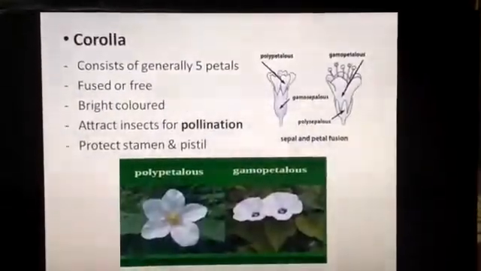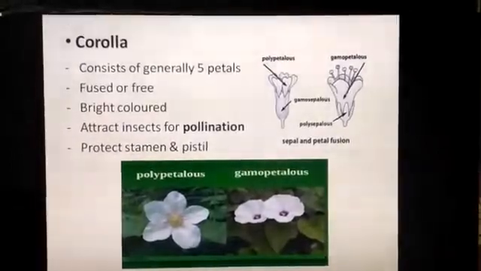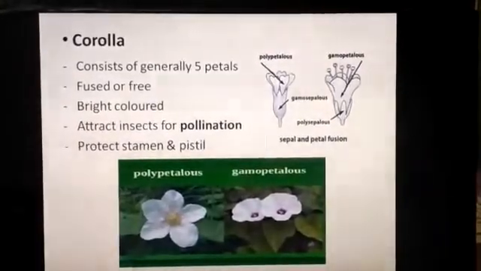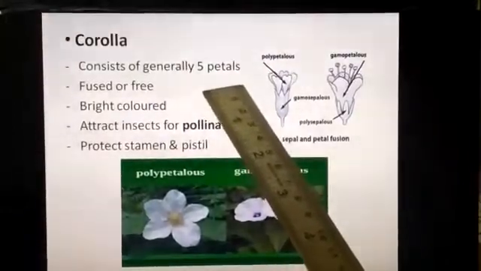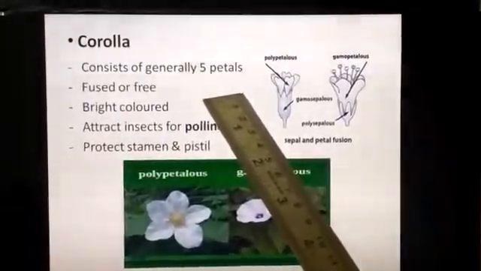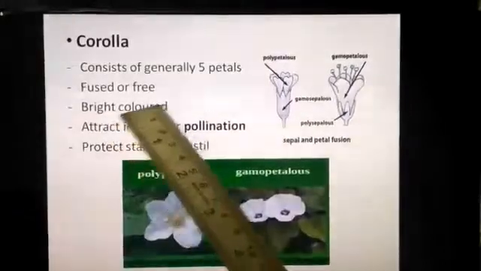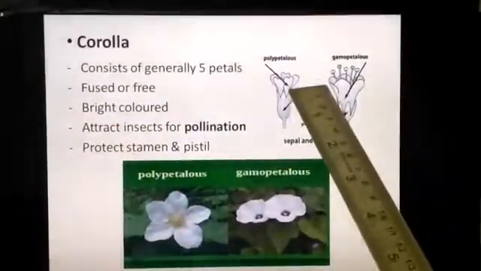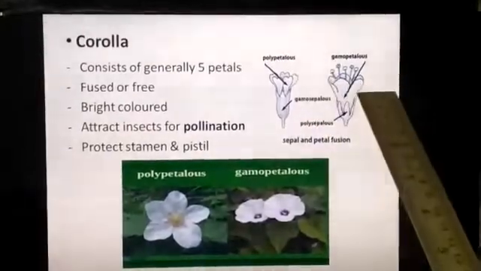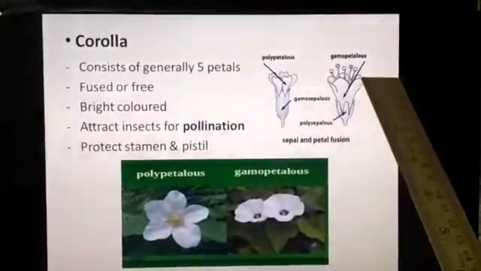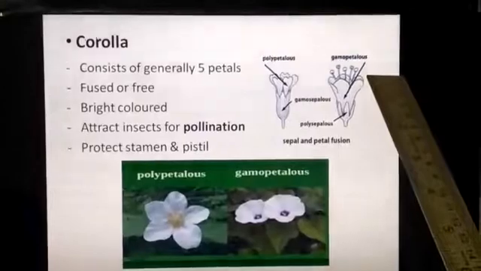The next floral structure in a flower is corolla. Corolla consists of generally 5 petals. Again, their number also varies from flower to flower. They are also fused or free. When the petals are free, they are termed as polypetalous. When the petals are fused, they are termed as gamopetalous.